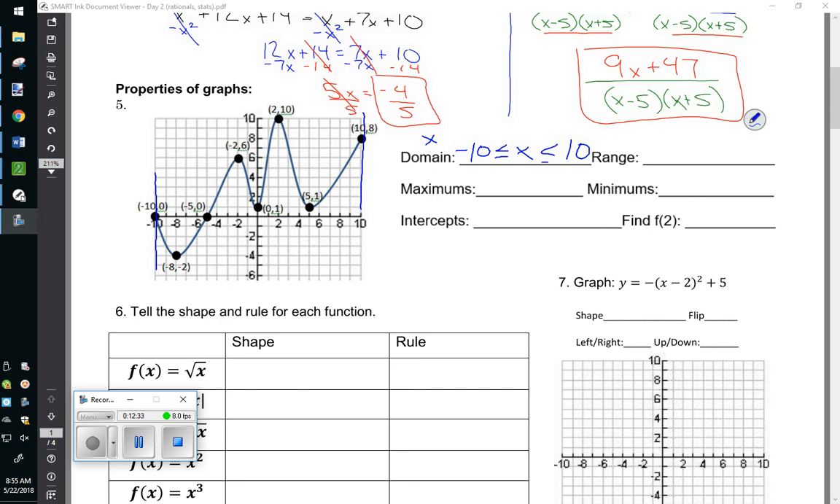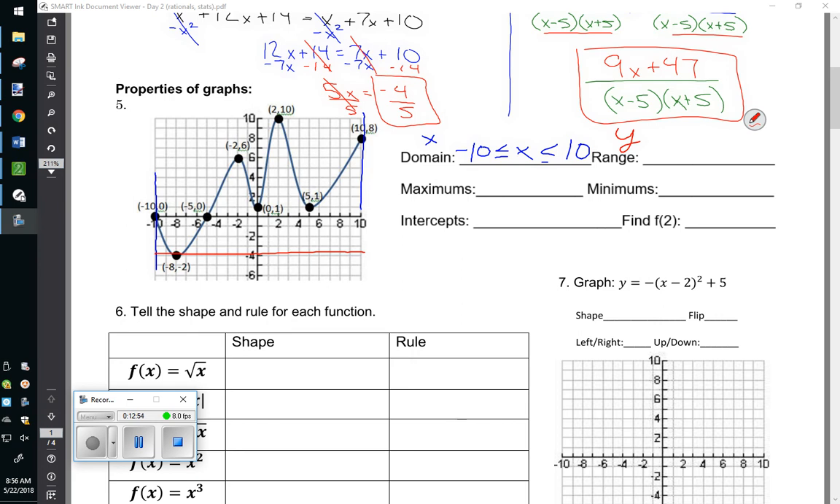And when we talk about range, what is range going to mean? Range means y. We always go bottom to the top. So we're going to start down here. Tell me stop when I reach the bottom of my graph. Stop right there.